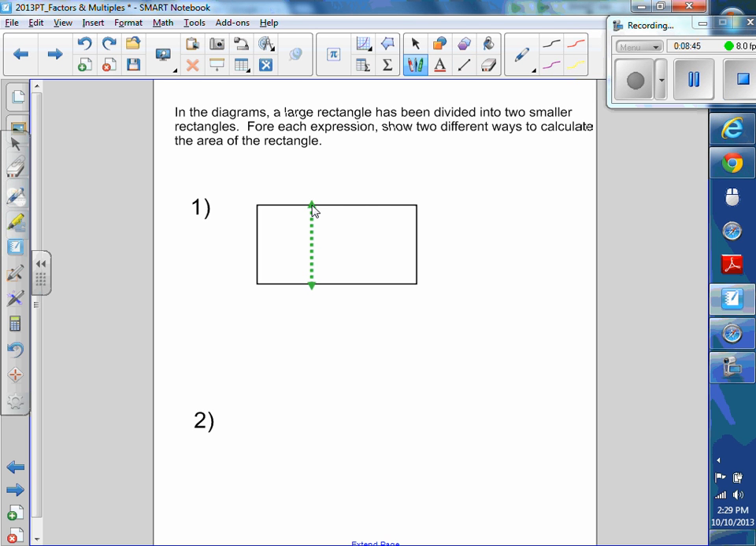And there's how many squares right here? From here to 4, right? And how many from here to here? 5. And how many from here to here? 7, right? And it says in the diagrams a large rectangle has been divided into 2 smaller rectangles. Do you see them? Yes. Okay. For each expression, show 2 different ways to calculate the area of each rectangle.